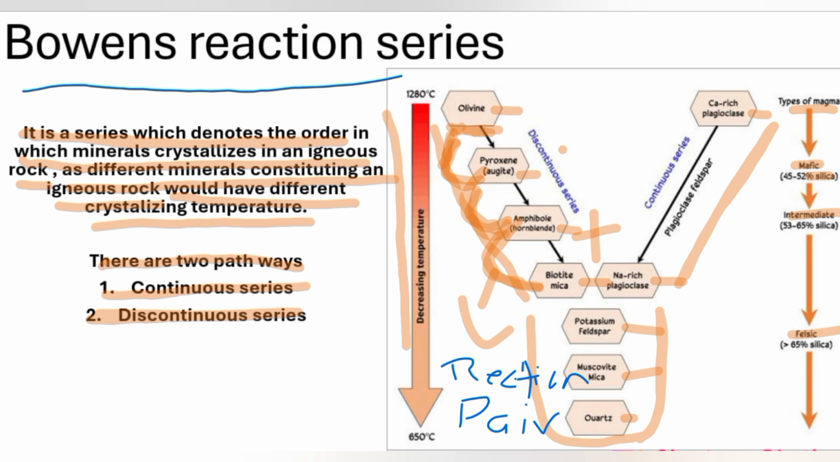Then looking into the continuous series, there is no in between composition. There is 100% plagioclase variation, that is 100% calcium rich plagioclase or 100% sodium rich plagioclase, that is albite and anorthite. And this is the Bowen's reaction.